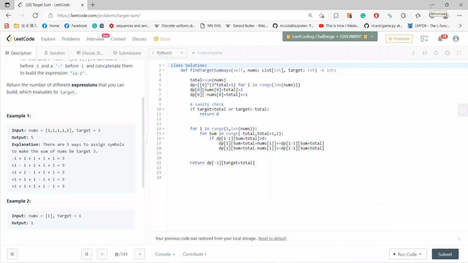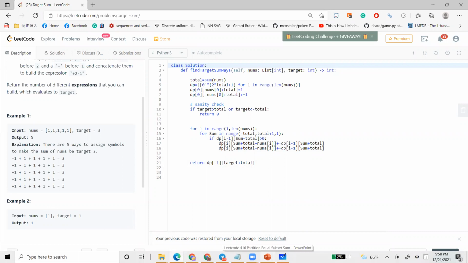The idea is very easy. You get the total of nums, the sum, and the dp has size 2 times total plus 1. The reason is that you can get positive totals and also negative totals, so the maximum is 2 times total plus 1, and I ranges over the length of nums.